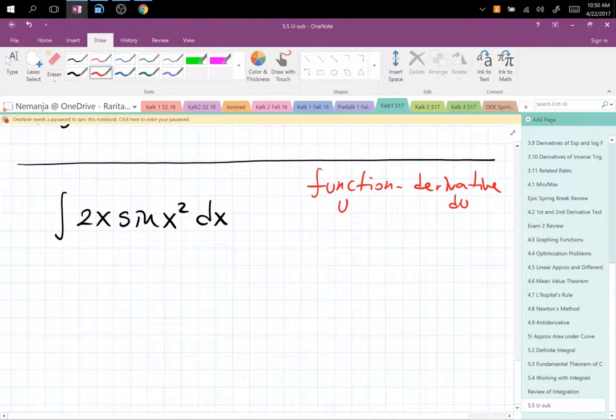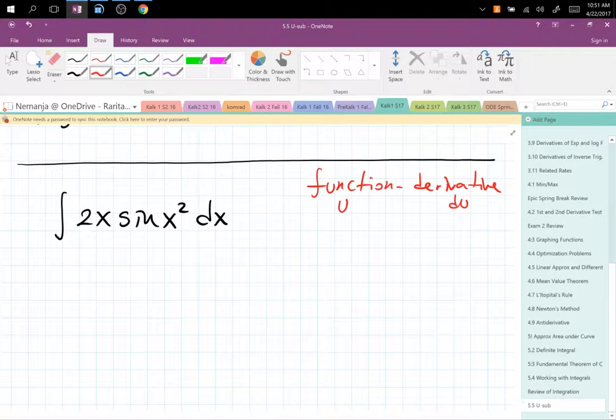I developed this way of thinking over years to help you figure out quicker what is the valid u, and then du is the derivative. So function derivative pair will help you pick the correct u. If there is no derivative present in the problem, whatever you picked cannot be u, because you have to differentiate it. So you are always looking for a function derivative pair, and whatever ends up being the function, the other thing is the derivative of it, which is du.